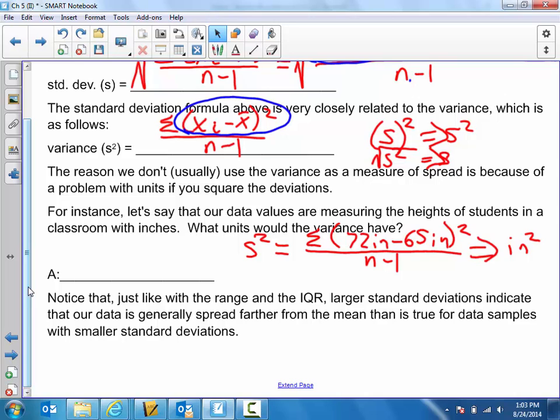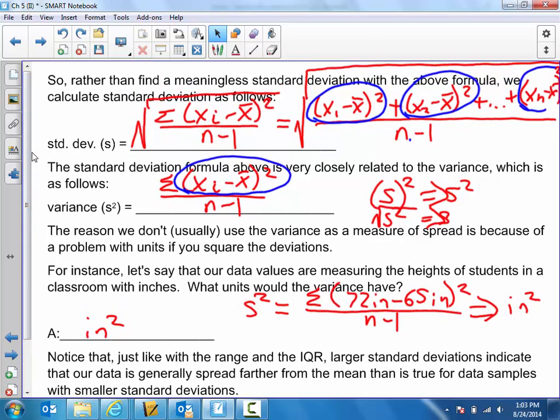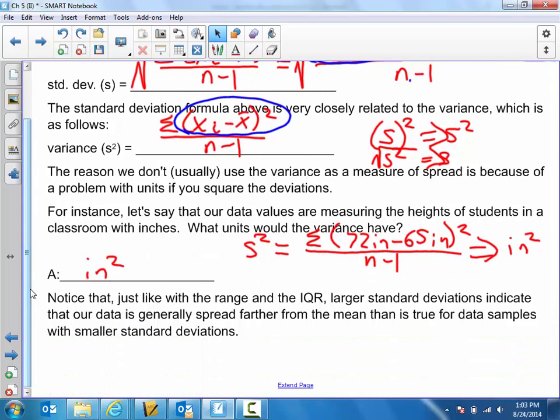If you're measuring someone's height, you want to know how far people's heights tend to be from the mean, which would be measured in inches. Inches squared has no intuitive meaning for spread in that particular case. So the units for variance would be inches squared. I think that's probably a confusing way to explain the difference here. Bottom line, we use standard deviation because it helps out with making sense of units.